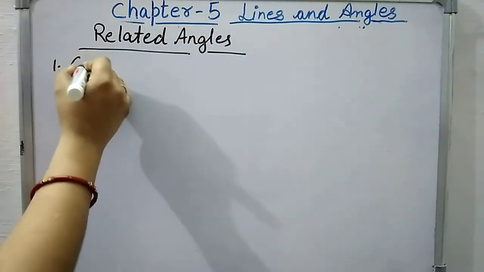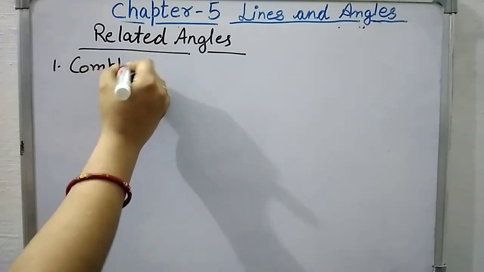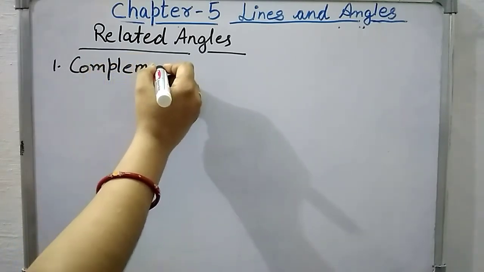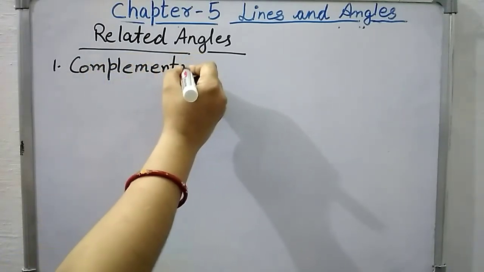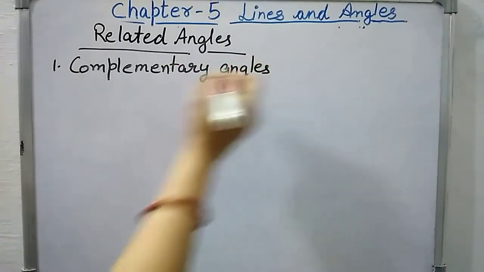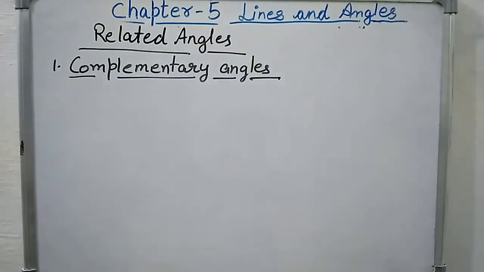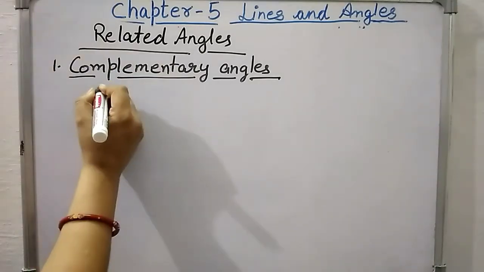First is complementary angle. Now what are complementary angles? When the sum of two angles is 90 degree, the angles are called complementary angles.